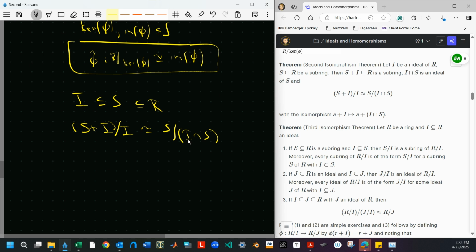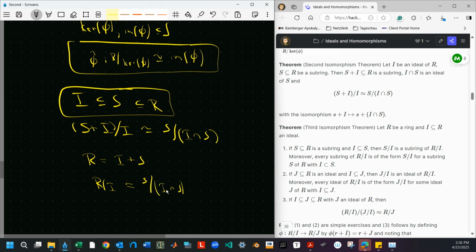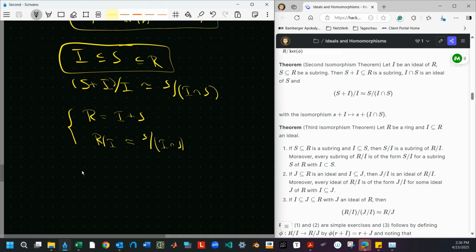Also, when you take an ideal and you intersect it down, you get another ideal. Now we need this inclusion in order for this to be true. Things need to be sitting in that order. I guess a special case of this is when R equals I plus S. And then we get R over I is actually isomorphic to S over I intersect S. So that's an important subcase of this. And the way this works is simply to define phi going from S plus I to S mod I intersect S.